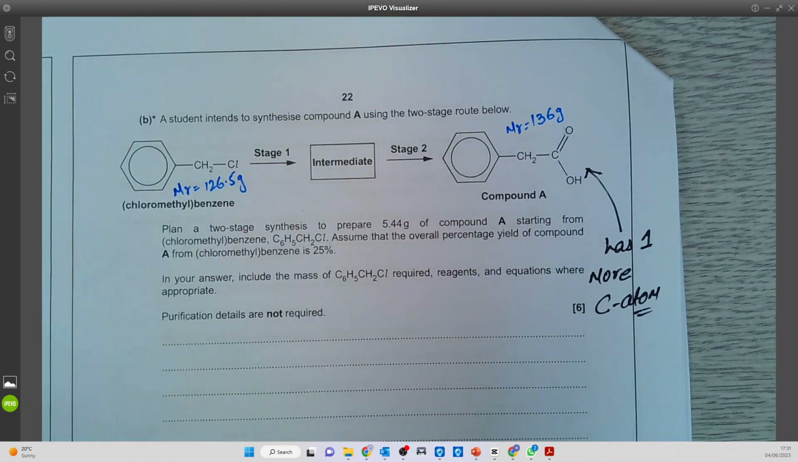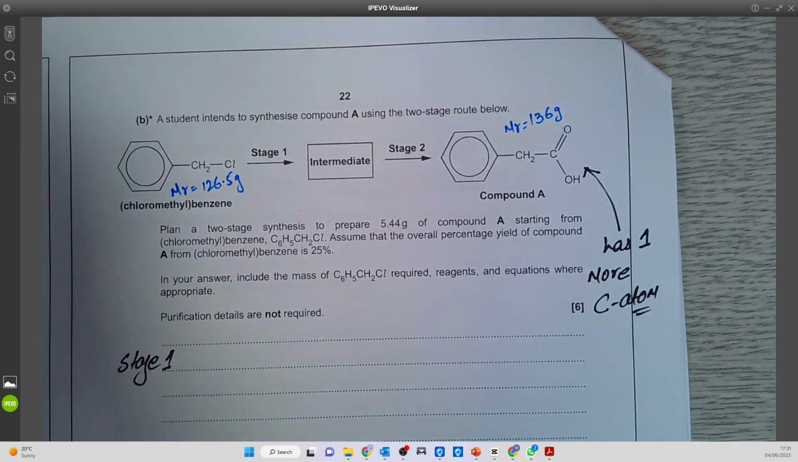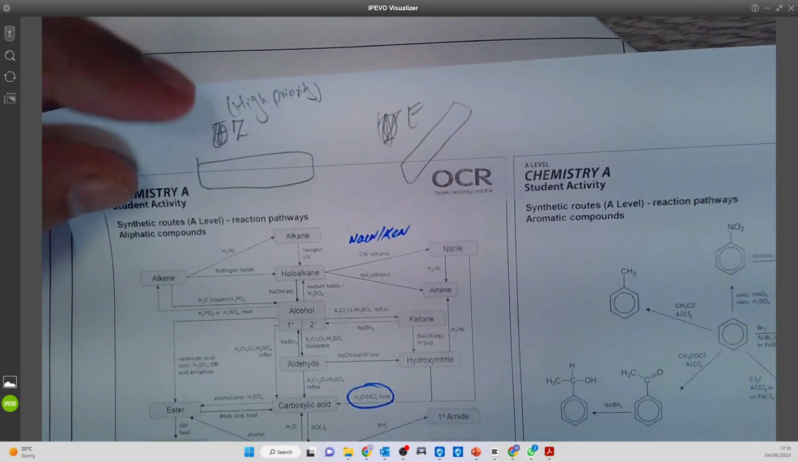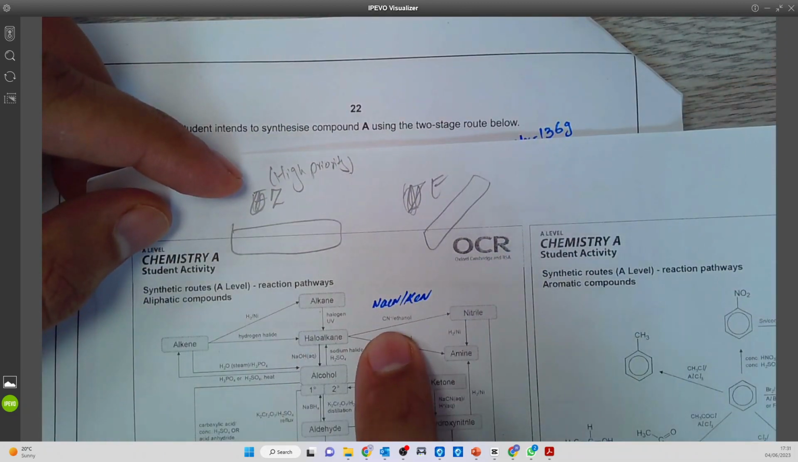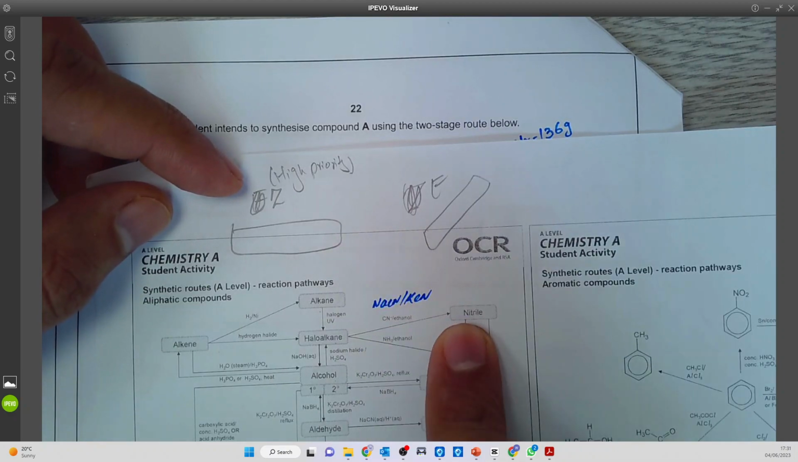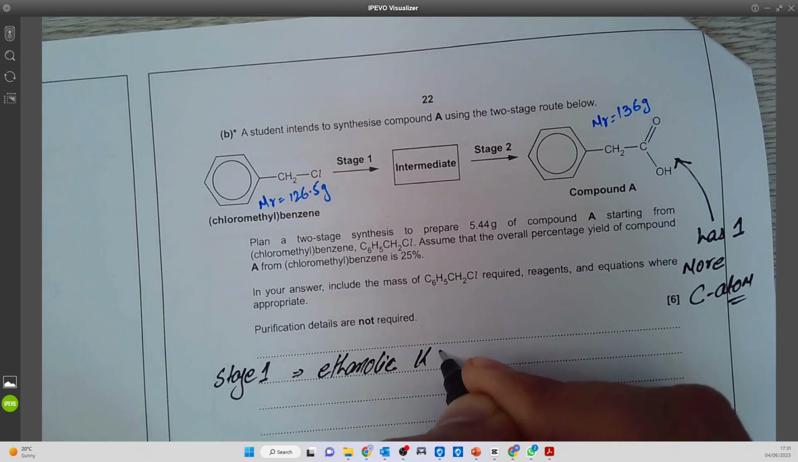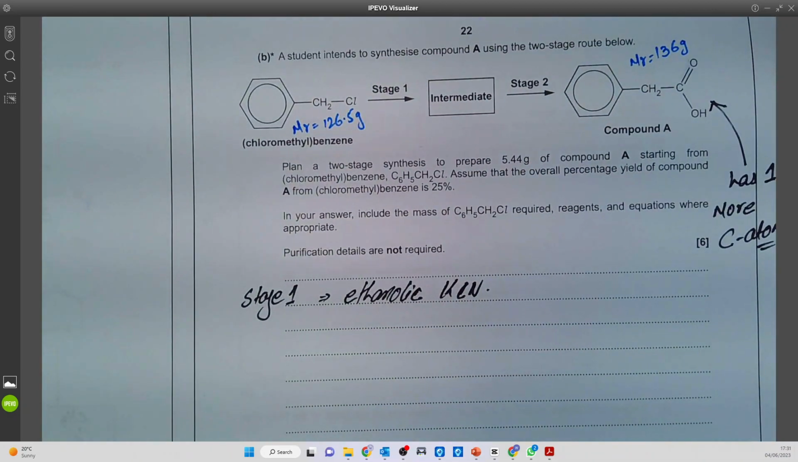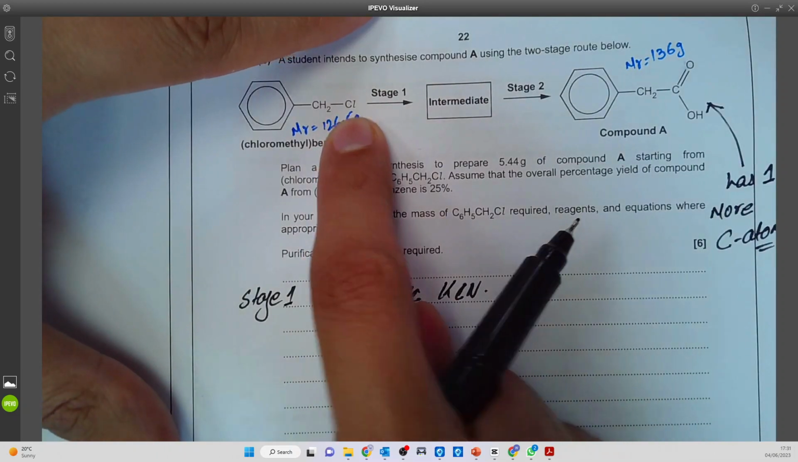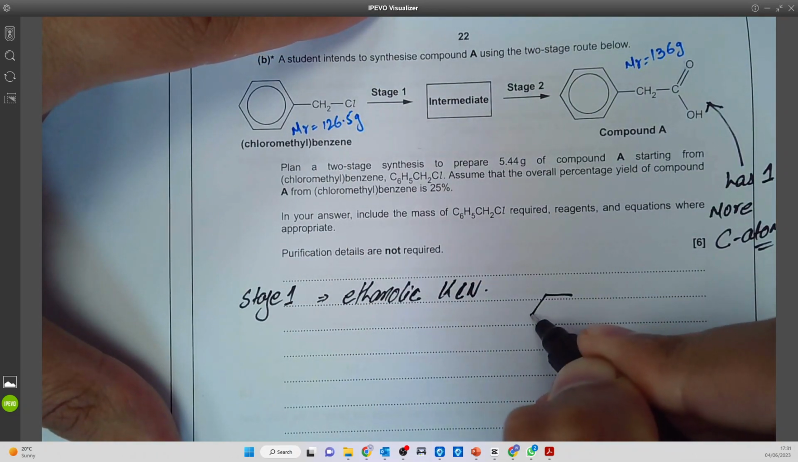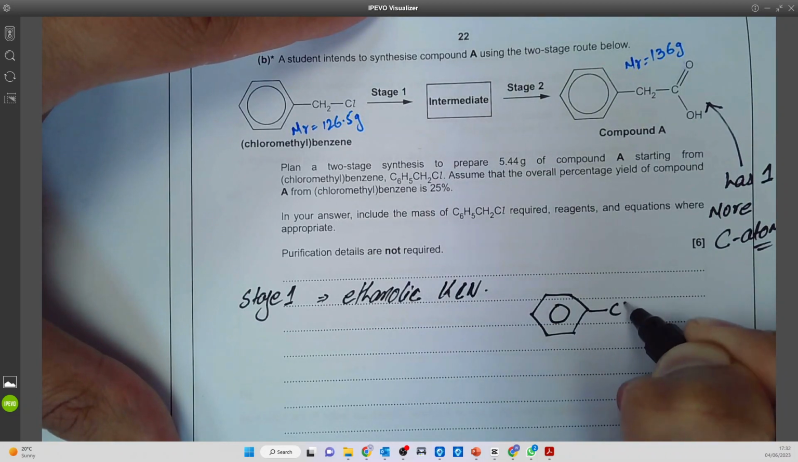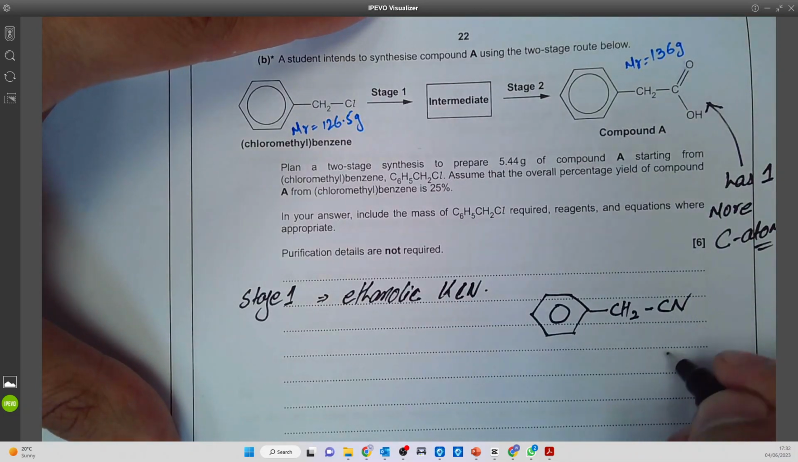So in the first place, what will I do? Stage 1, again, I can make use of this sheet. I've got here a haloalkane. If I react it with sodium cyanide, but it has to be ethanolic, it will change into a nitrile. So for stage 1, the reagent will be ethanolic KCN. And what will be the intermediate? Cl will get replaced by CN, so it will become the nitrile.